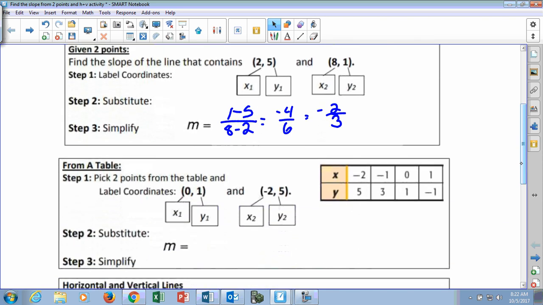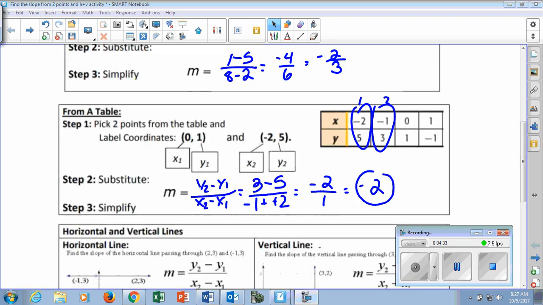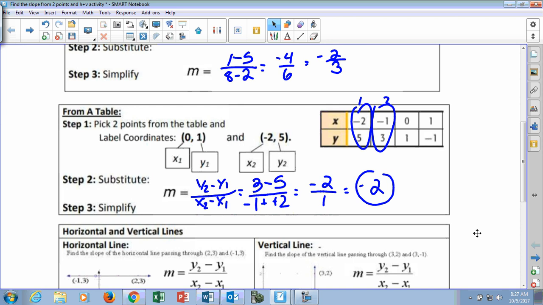So picking 2 points from a table is the same thing. But now you've got more to choose from. Up here, they only give you 2. Here, you can pick any 2 points out of the 4 and try it with the formula. So I want you guys to try that right now. Pick your x1, y1, and pick your x2, y2. All right? And give it a shot. We'll give you guys a few minutes here. So again, pick any points.